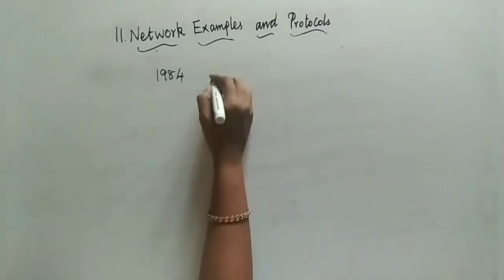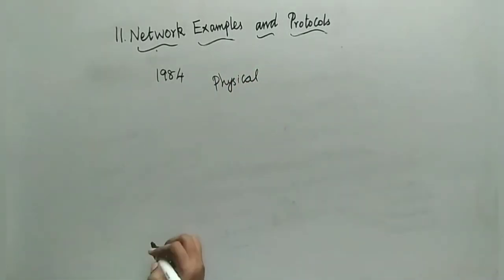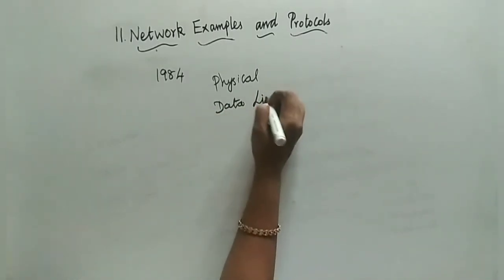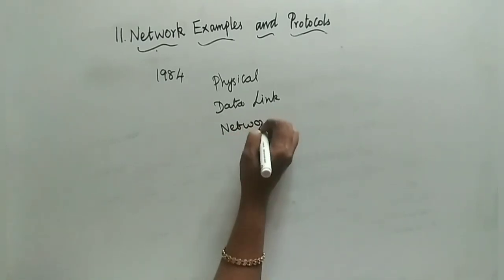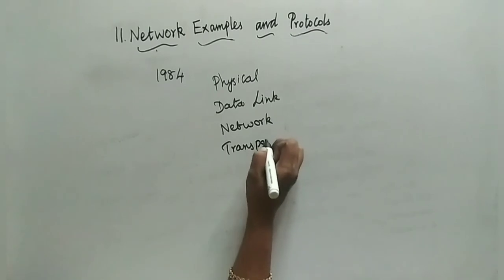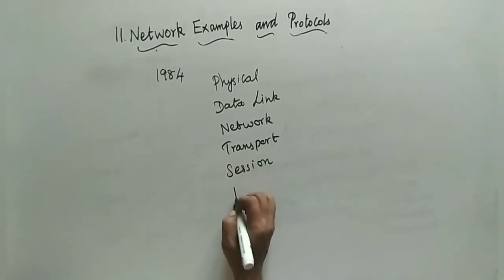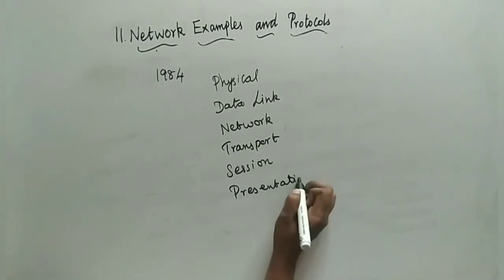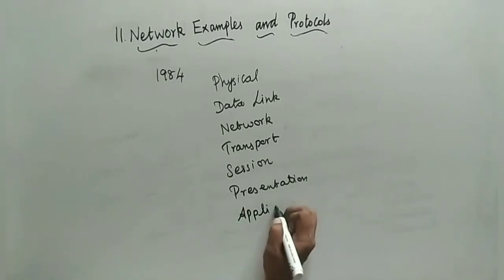So what is the first layer? It is your physical layer, and the next one is your data link layer, and the next one is your network layer, and the next one is your transport layer, and the next one is your session layer, next presentation, and the last is your application layer.